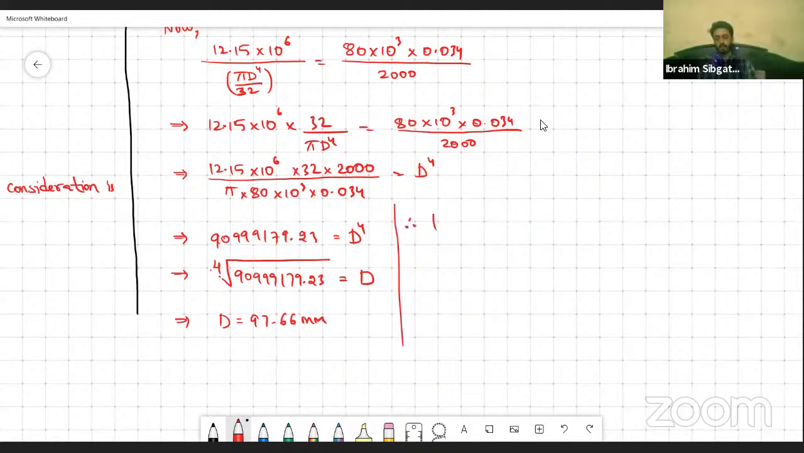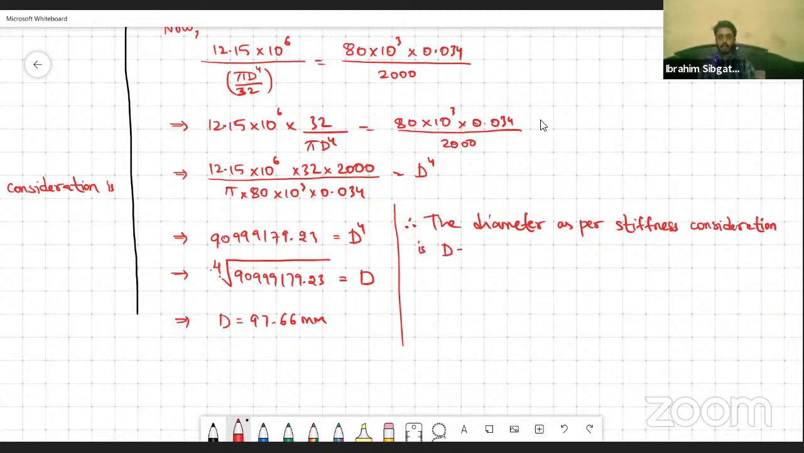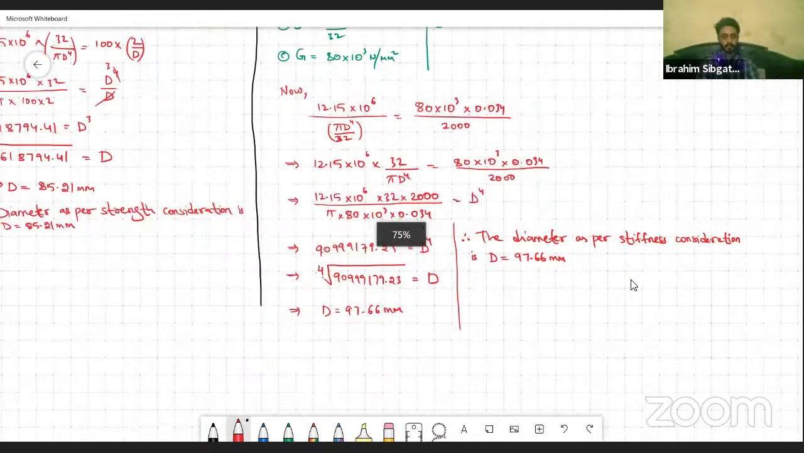Therefore, the diameter as per stiffness consideration is D equals to 97.66 mm. Okay, now what we have to do is we have to compare both the diameters.